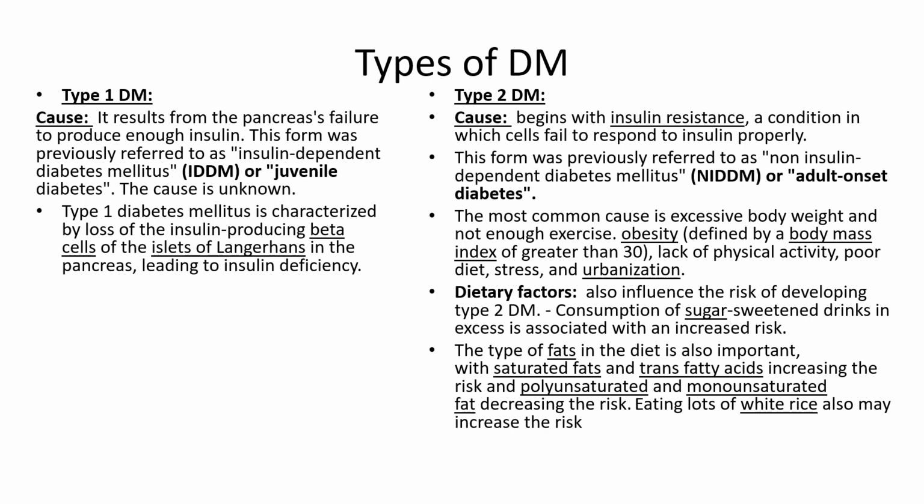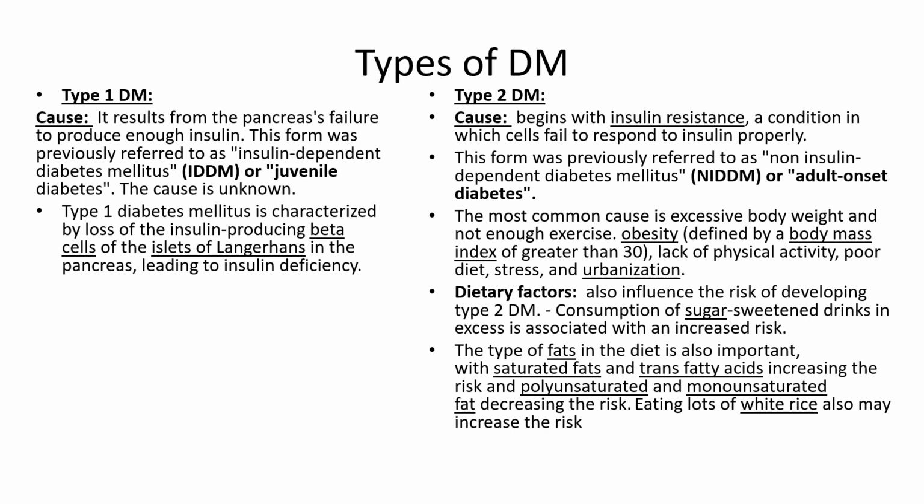Type 2 diabetes is insulin resistance, a condition in which cells fail to respond to insulin properly. This form was previously called non-insulin dependent diabetes mellitus or adult onset diabetes. The most common cause of type 2 diabetes in adults is excessive body weight and not enough exercise. So the risk factors are obesity, that is body mass index more than 30, lack of physical activity, poor diet, stress and urbanization, and dietary factors like excess consumption of sugar or sweet drinks, or fat.